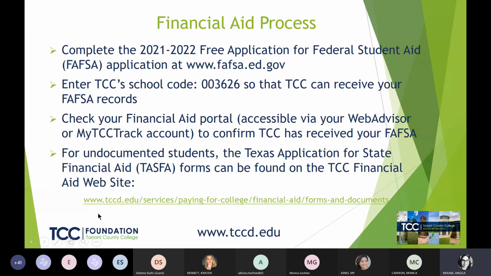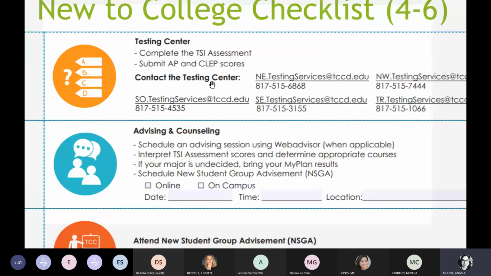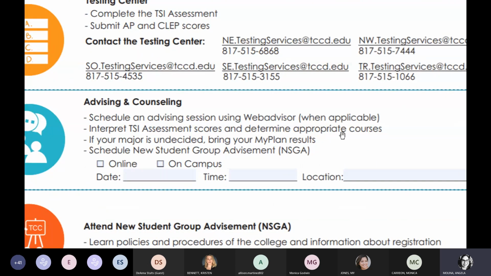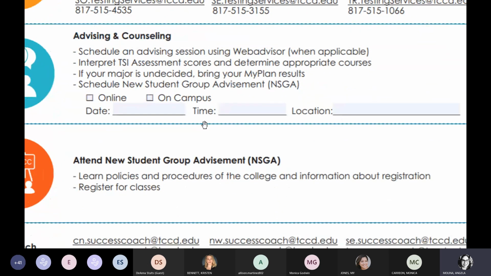And then, let me zoom this for y'all as well. So testing information has already been covered by Monica. The next step is advising and counseling, because once you've done the testing, then you need those scores to be interpreted by advising and counseling, and they will help you determine the appropriate courses. They will also schedule your new student group advisement. If your major was undecided before, just make sure you bring your My Plan results. And then once they set you up with new student group advisement, that's where you learn the policies and procedures for our school. You learn how to register, and you're actually able to register.